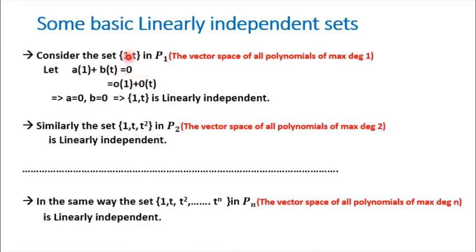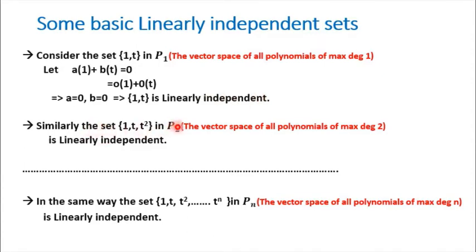How can I write 0 in P1, linear polynomials? As 0 into 1 plus 0 into t. In a linear polynomial, you will have two terms. That implies I will get directly a is equal to 0, b is equal to 0. If I try to solve this vector equation, what is the solution for a and b? It's only the zero solution. That means the set containing 1, t is linearly independent.